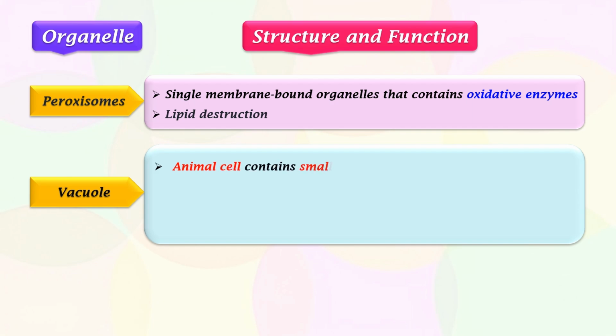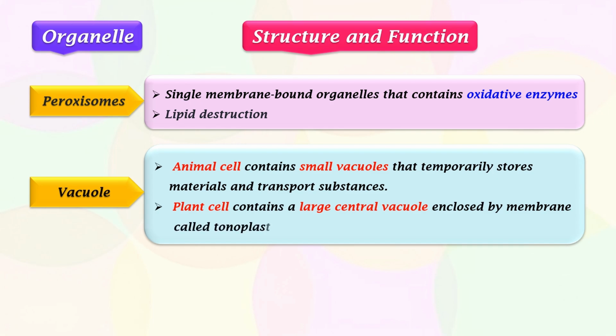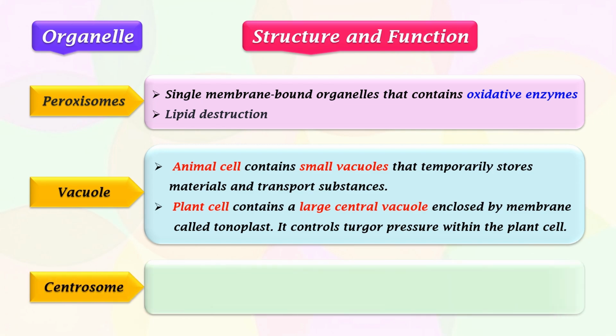Vacuole. Animal cell contains small vacuoles that temporarily store materials and transport substances. Contrastingly, plant cell contains a large central vacuole enclosed by a membrane called tonoplast. It controls turgor pressure within the plant cell. Centrosome. It organizes the microtubules and is involved in cell division.